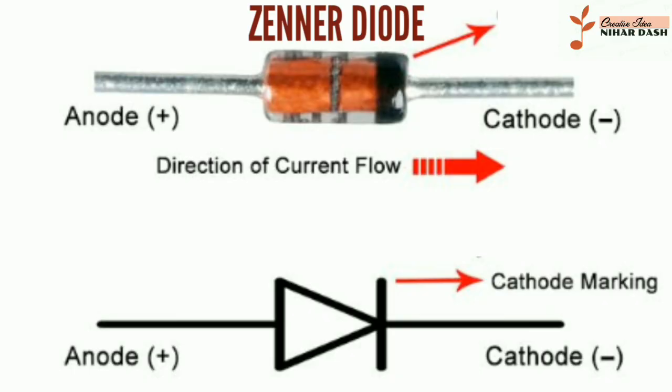Zener diode definition: a heavily doped semiconductor diode which is designed to operate in the reverse direction is known as the Zener diode. In other words, the diode which is specially designed for optimizing the breakdown region is known as the Zener diode. The symbolic representation of the Zener diode is shown in the figure below. Zener diode symbol. Zener diode circuit diagram. The circuit diagram of the Zener diode is shown in the figure below.